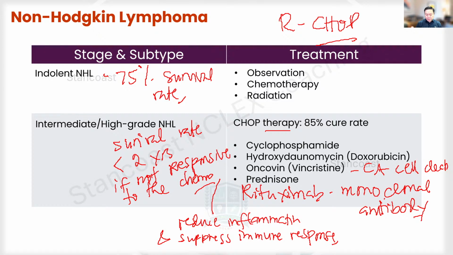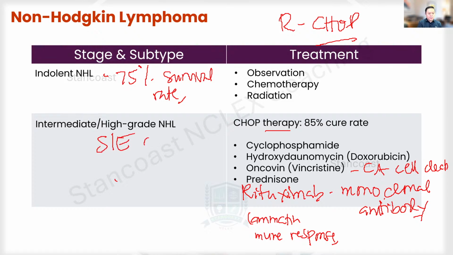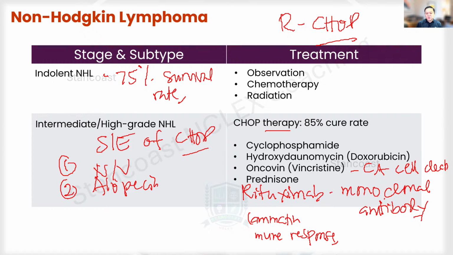And here we need to know about the different side effects, guys. Hang on a second. Let me erase this. Side effects of the CHOP therapy. What are those known side effects? Well, we already know about the very common ones, the nausea and vomiting. Don't forget about that. There's also going to be alopecia, hair loss, which is common.